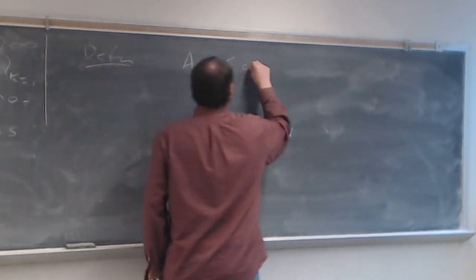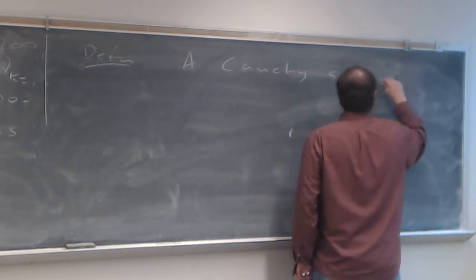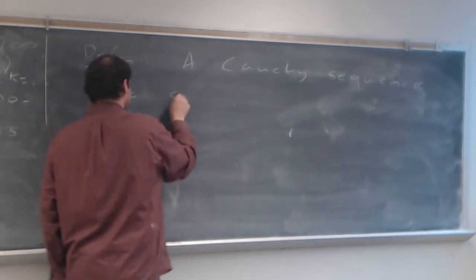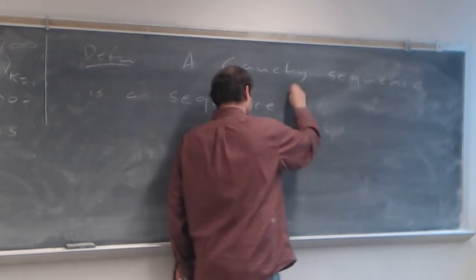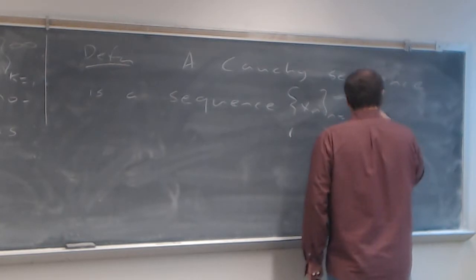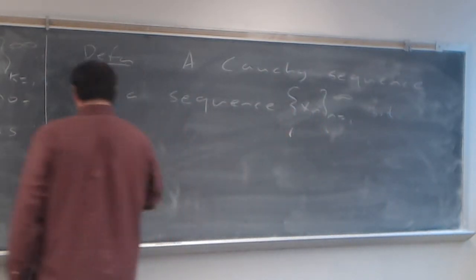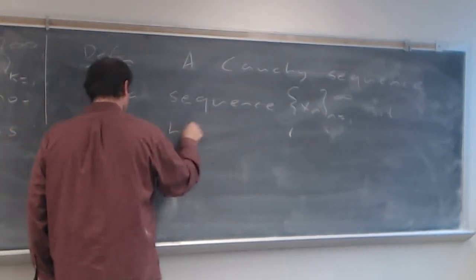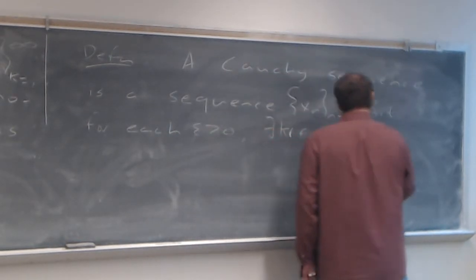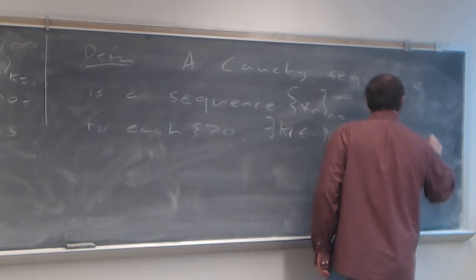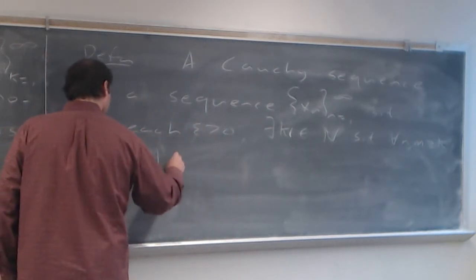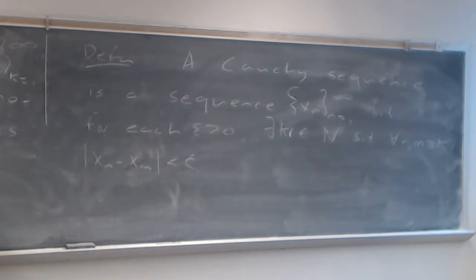So what's a Cauchy sequence? A Cauchy sequence is a sequence. We're talking about a sequence of real numbers, okay? It's a sequence, x of n, such that for each epsilon greater than 0, there exists a k, an element of the natural numbers, such that for all n and m greater than or equal to k, the absolute value of x of n minus x of m is less than epsilon. That's the definition.